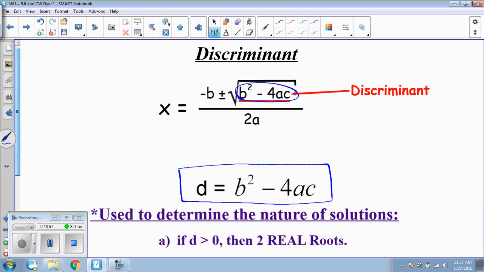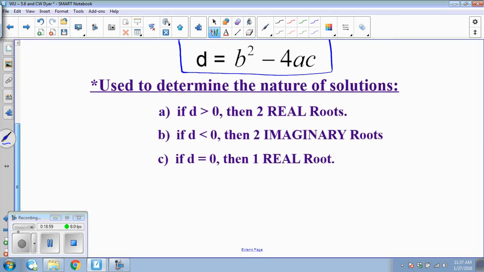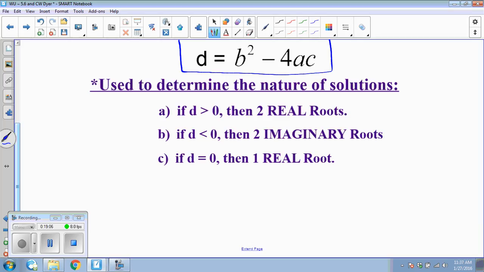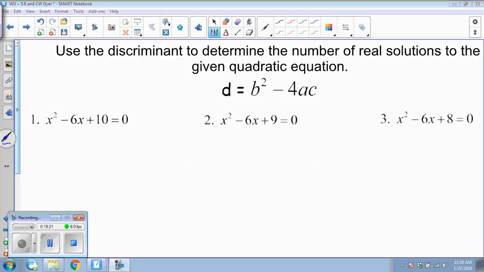So, this says the discriminant is used to determine the nature of the solution. Okay? It just gives you a general idea about the solutions. If it's greater than 0, then 2 real roots. If it's less than 0, then 2 imaginary roots. And if it equals 0, then there's 1 real root. Okay, so let's look at example 1.